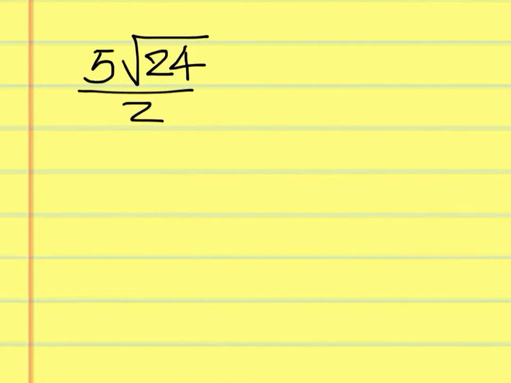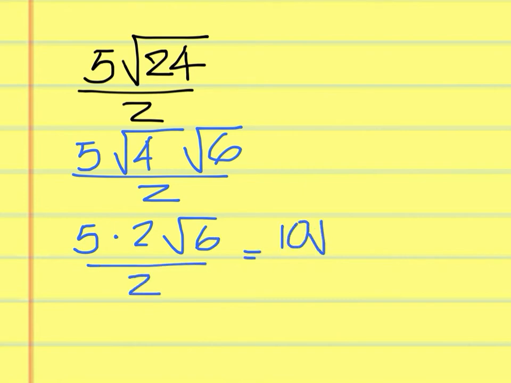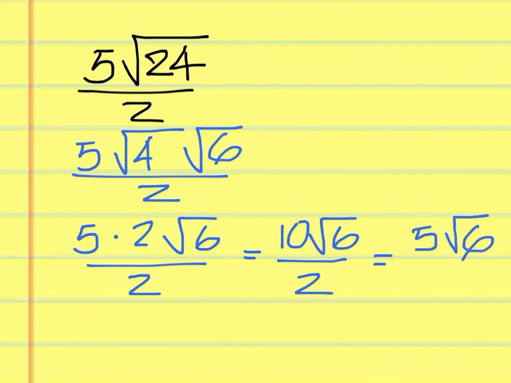To simplify this, we need the highest perfect square that comes out of 24, and that's going to be 4. 4 times 6 is 24. The square root of 4 is 2, and when you multiply it with the 5, you get a 10. 10 square root of 6 over 2 can be simplified to 5 square root of 6.